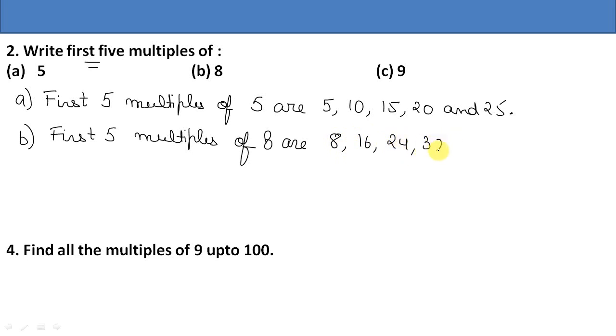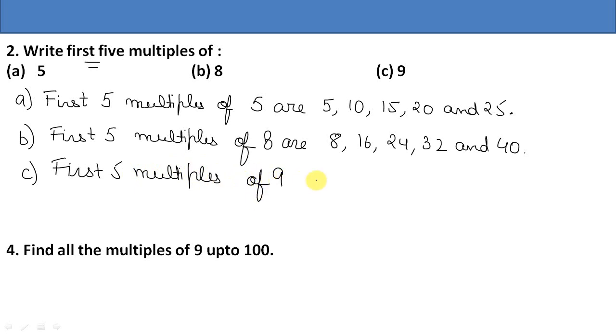8 5s are 40. The C part you have to write down the first 5 multiples of 9. The first 5 multiples of 9 are 9 1s are 9, 9 2s are 18, 9 3s are 27, 9 4s are 36 and 9 5s are 45. So these are the first 5 multiples of 9.